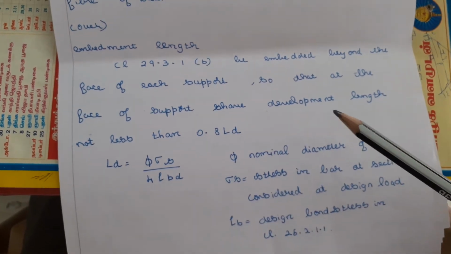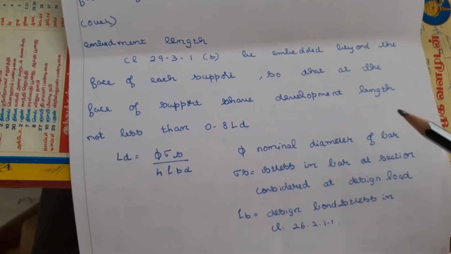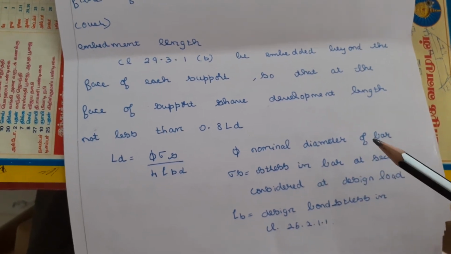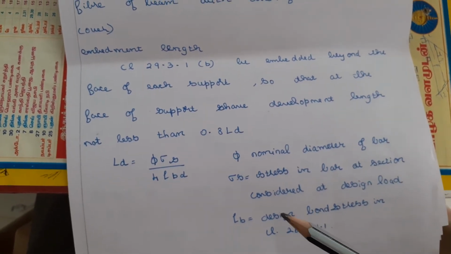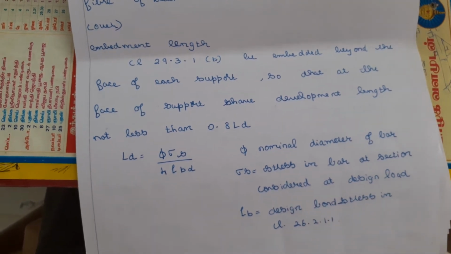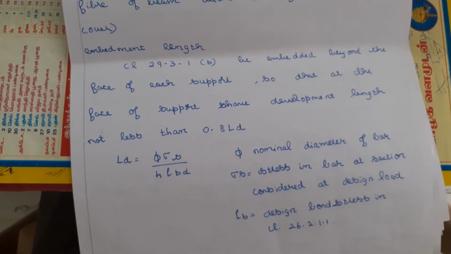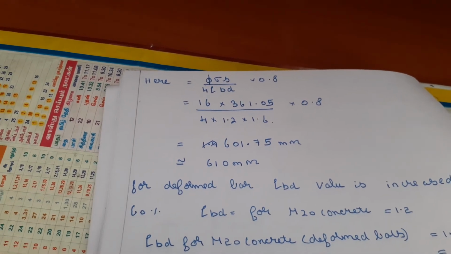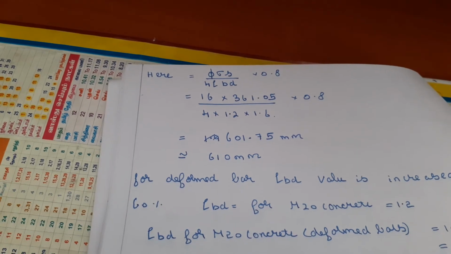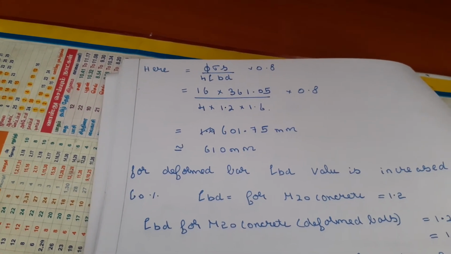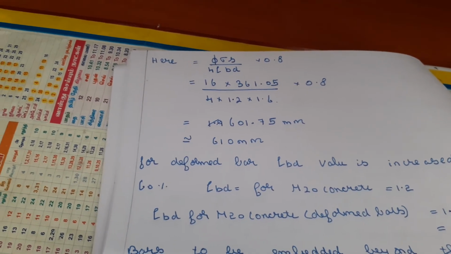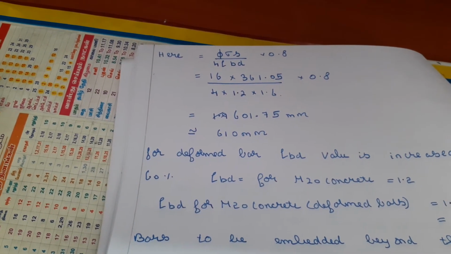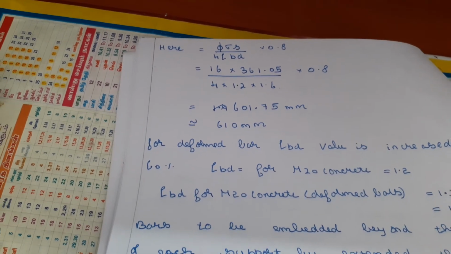To calculate LD, we need to use this formula: sigma S into phi divided by 4 tau BD. Here phi is the nominal diameter of the bar and sigma S is the stress in the bar at the section considered at design load. Tau BD is design bond stress as given in clause 26.2.1. According to this, we get 0.8 phi into sigma S divided by 4 tau BD. So the answer will be 601.75 mm. So we are rounding it to 610 mm.